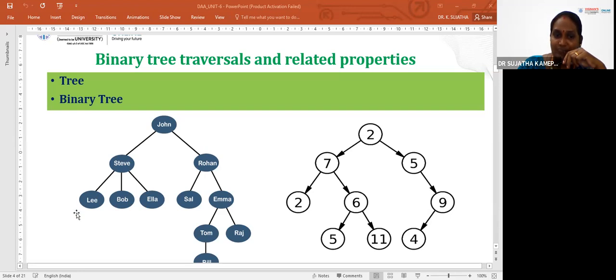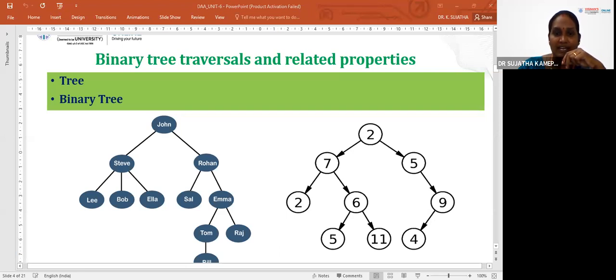Coming to the tree, here you can see an example. These are all called nodes. The main node is called the root node. All others are called children. These nodes are called leaf nodes. These are called intermediate nodes. And this is called the root node.